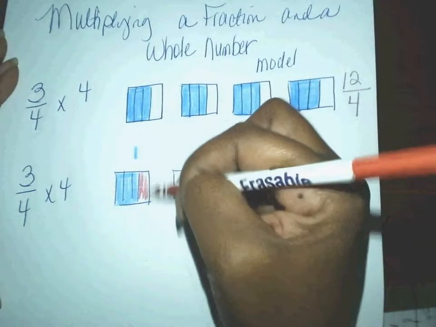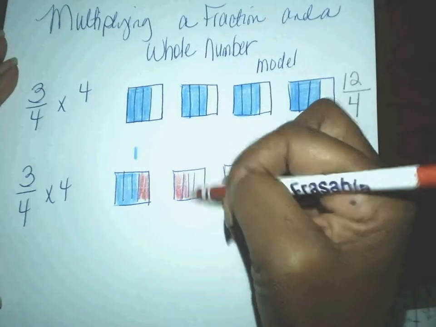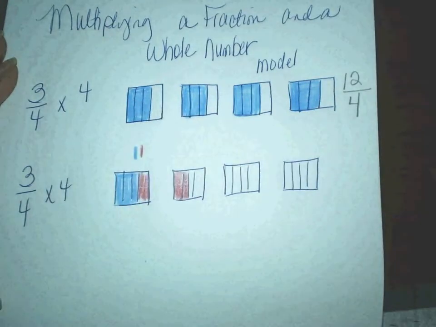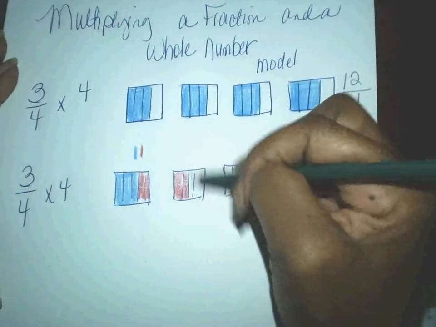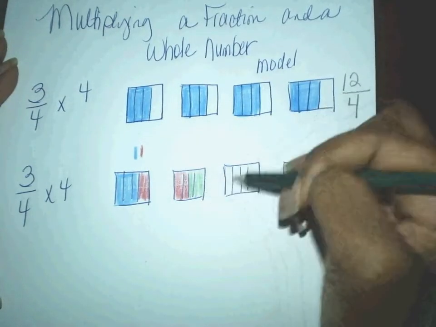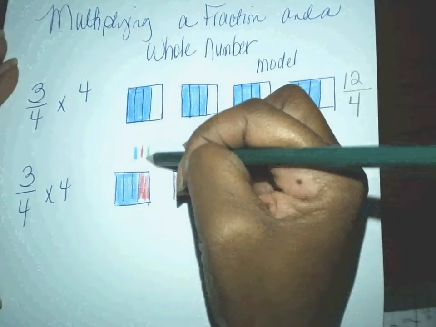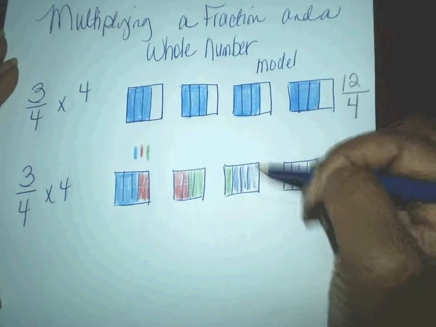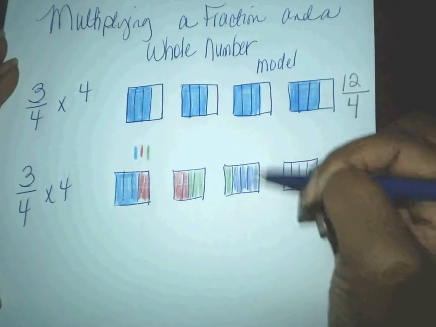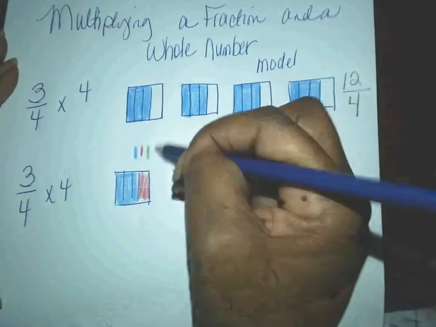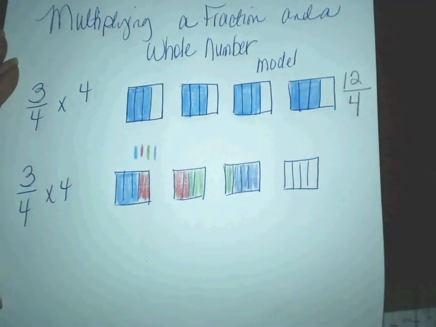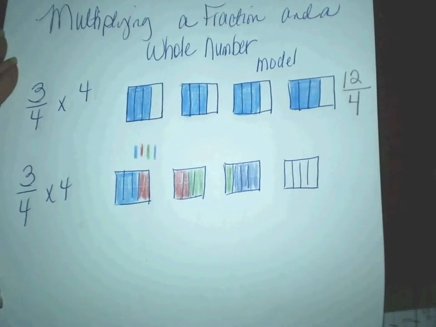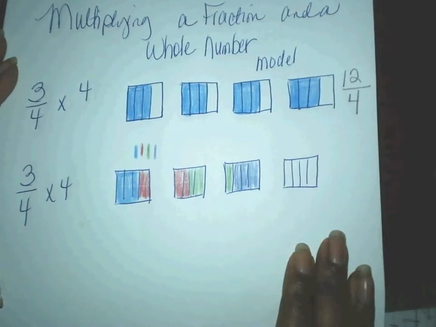And then there's 1, 2, 3. There's my second group of 3/4. And then there's 1, 2, 3. There's my third group of 3/4. And then 1, 2, 3. There's my fourth group of 3/4. Okay? The thing that I like about this model is that you can actually see your answer. You see your answer so much better this way.